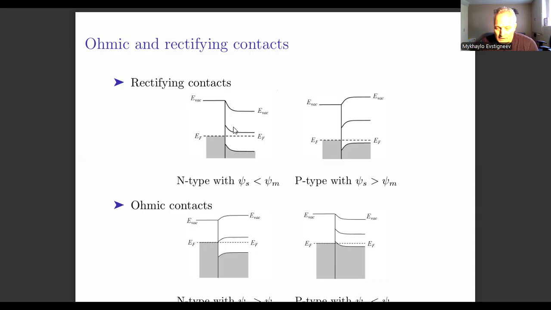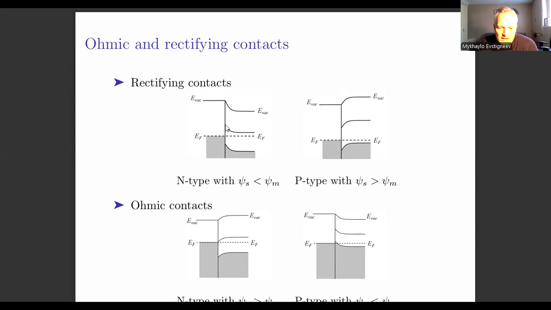Anyway, when I apply a negative bias to the metal, I am pushing away the majority carriers on the semiconductor side. I am increasing my depletion region. I am increasing the barrier that prevents the electrons from the semiconductor from entering the metal. Of course, the barrier that prevents electrons from the metal from entering the semiconductor will remain unchanged.